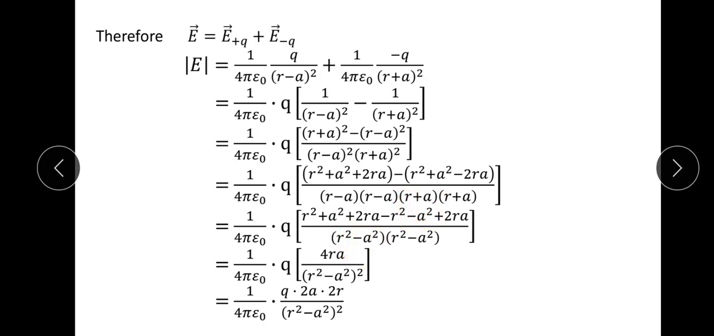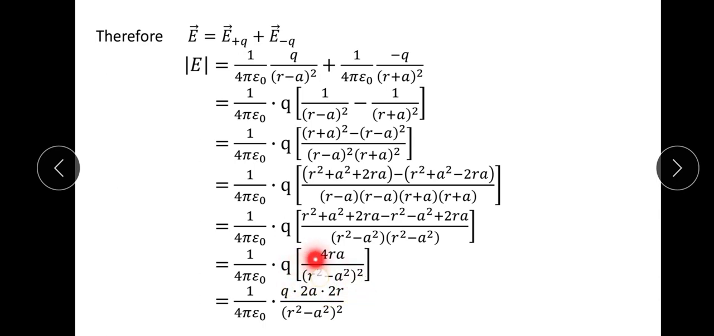So you can find two terms here, correct? (r minus a) into (r plus a) and one more (r minus a) into (r plus a). Therefore in the denominator we have (r square minus a square) into (r square minus a square). Now the denominator becomes (r square minus a square) the whole square. So finally, what is the equation? 1 by 4 pi epsilon naught into q. Inside the bracket we have 4ra divided by (r square minus a square) the whole square.